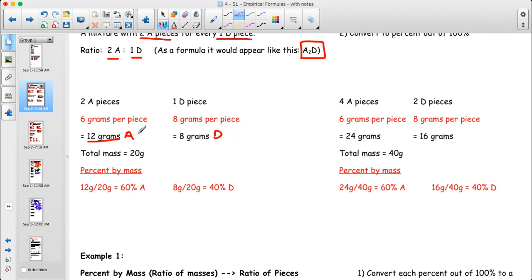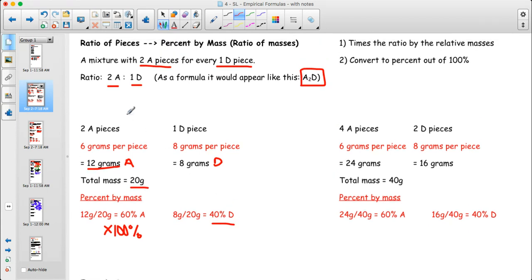And so the total mass of this mixture would be 12 plus 8, which is 20 grams. So what percentage of that is coming from the A? Well, just take the part that is A, 12 grams, divide it by the total mass, and technically you have to times that by 100 to make it a whole number percentage, but you would get 60% is A. If I did the same thing with the D, 8 grams divided by the total mass, which is 20, I would get 40% of the mass is coming from D.